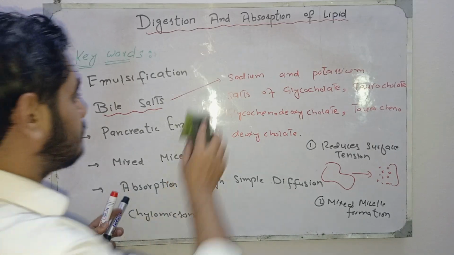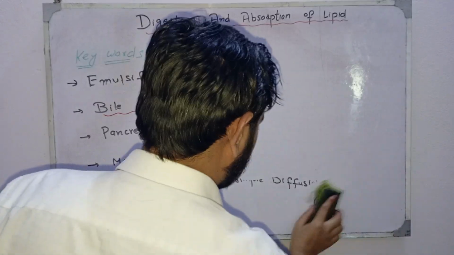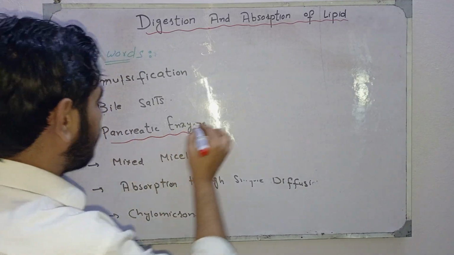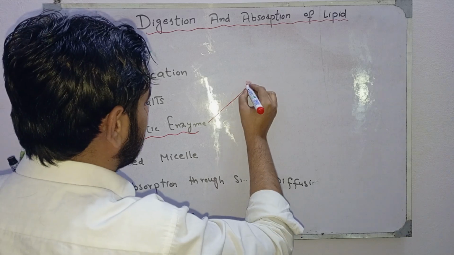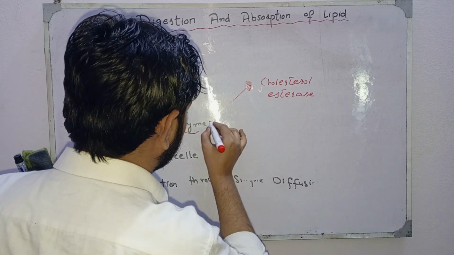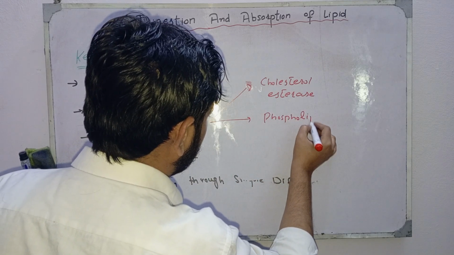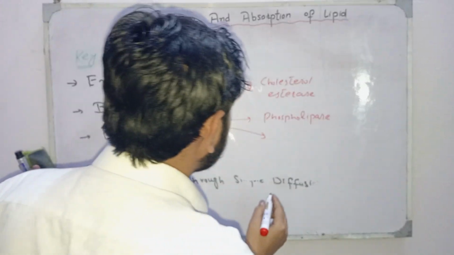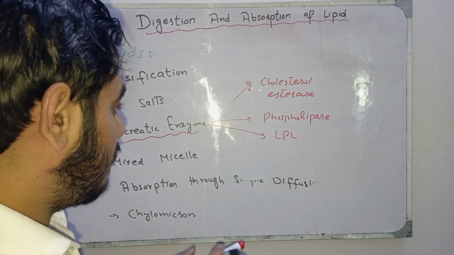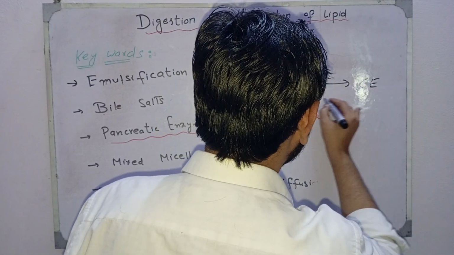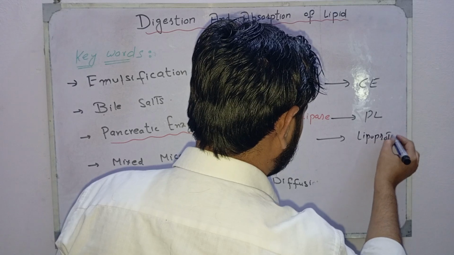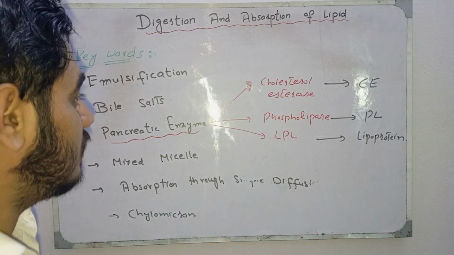Next is pancreatic enzyme. Pancreatic enzymes are very important. For example, some enzymes are released from the pancreas, like cholesterol esterase, phospholipase, and lipoprotein lipase. These enzymes are secreted from the pancreas. Cholesterol esterase acts on cholesterol ester, phospholipase acts on phospholipid, and lipoprotein lipase acts on lipoprotein. Okay, dear students, the enzymes and their functions.